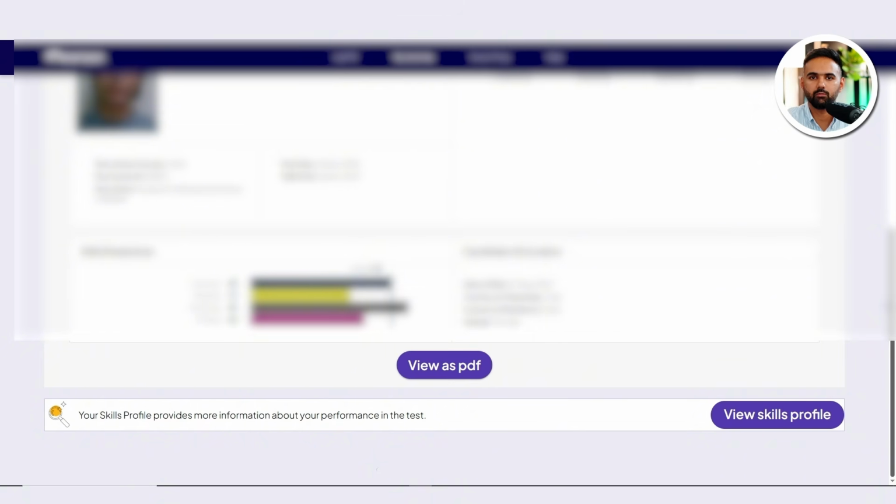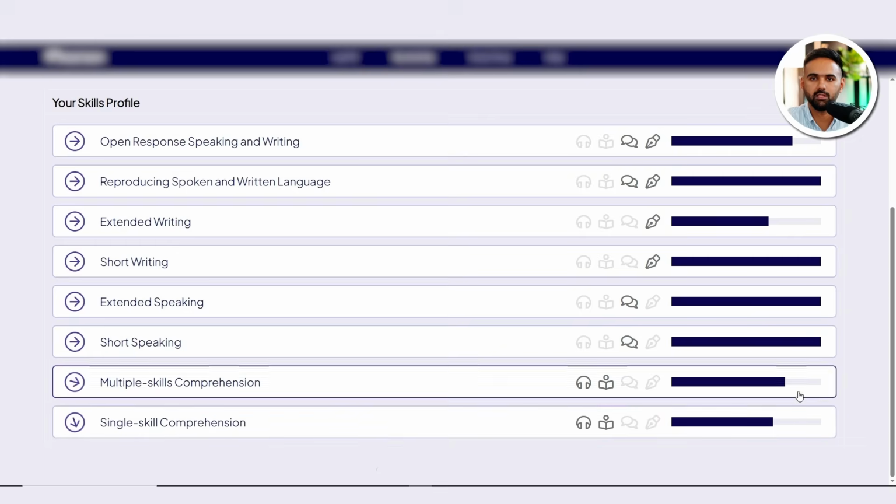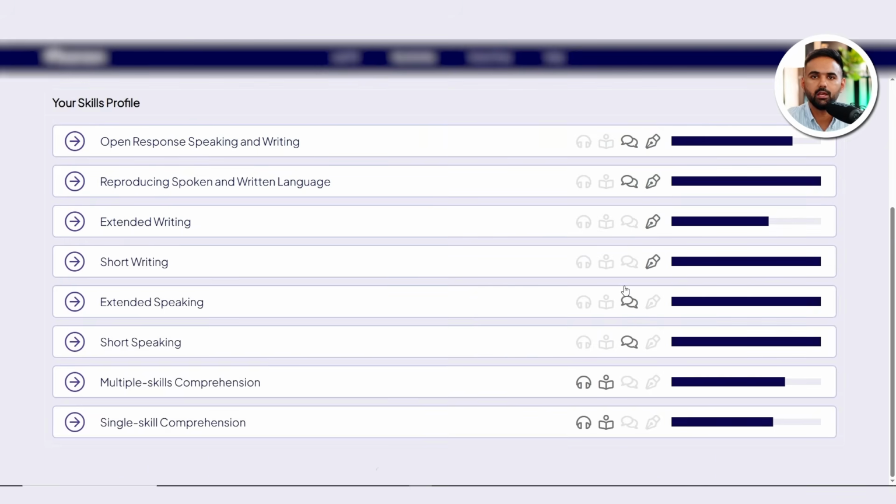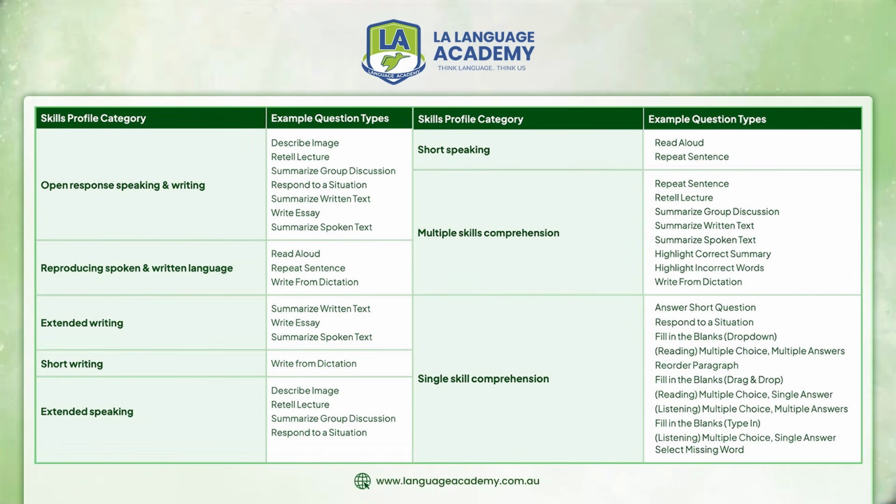Whenever you get your scorecard from Pearson, below that you have got a tab saying skills profile. When you click on skills profile, you'll have different categories and a bar along with that. Now I'll tell you what each category includes, meaning what all question types are included in each category of the skills profile. I'll share the screen as well so that you can take a screenshot and it is clear for you. So the first category is open response speaking and writing. It includes describe image, read a lecture, summarize group discussion, respond to situation from speaking, then writing, summarize written text, writing essay, and listening, summarize spoken text.